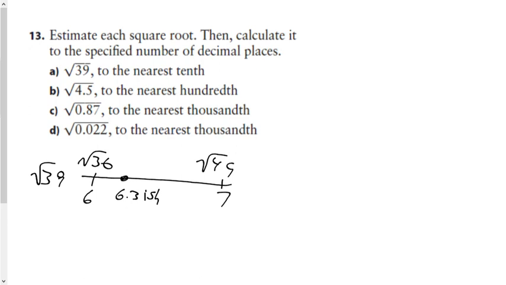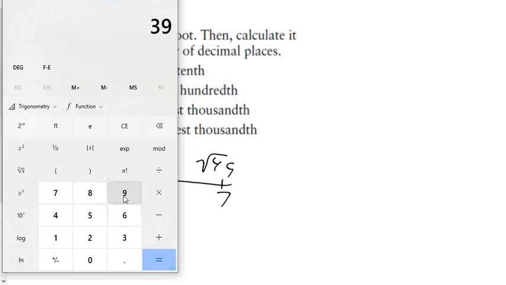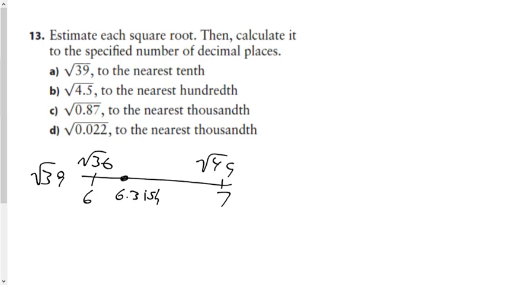And then it says calculate it, so I have to actually take out my calculator and say, well, what is the square root of 39? Please be close. 6.2. Oh, so close. So the estimation I gave was 6.3, and the calculation was 6.2.